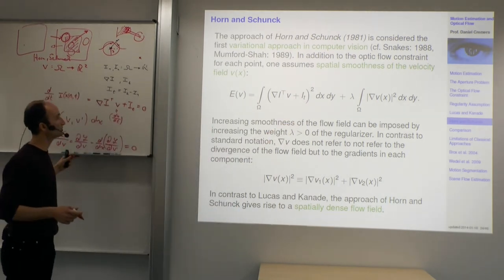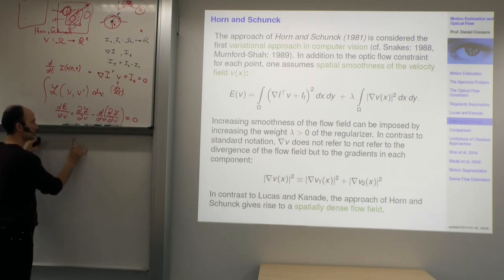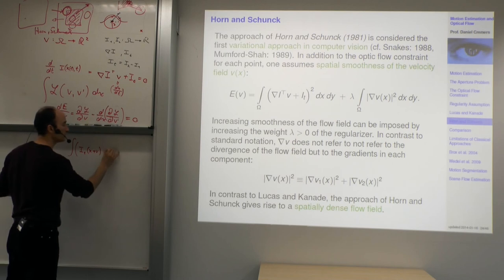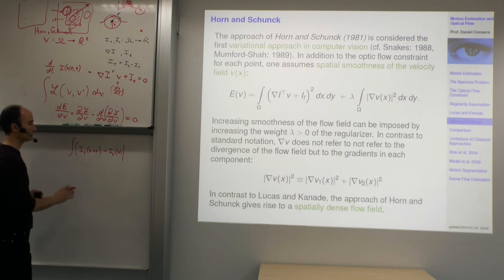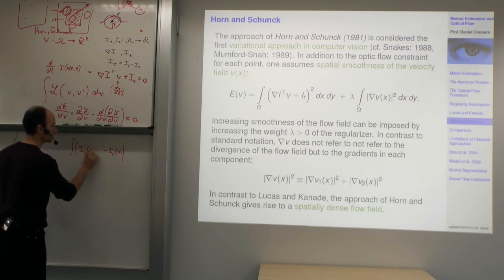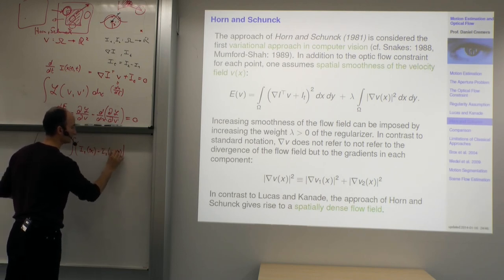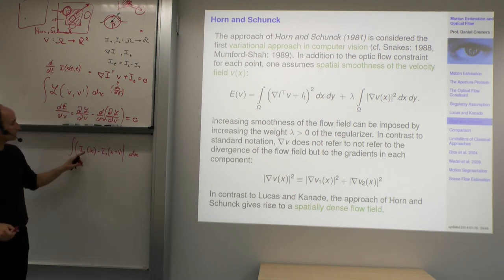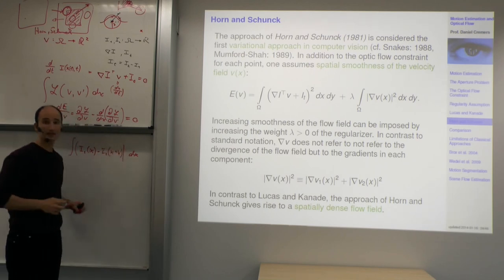Strictly speaking, what we should be using, and we'll see that in a second, is a cost function, a data term that says the brightness of image 1 displaced by a velocity v should be the same as the brightness of image 2, or vice versa. Actually, I think it's vice versa. I1 of x minus I2 of x plus v, and then integrate over dx. Meaning, the brightness at pixel x in the first image should be the same as the brightness at pixel x plus v in the second image.